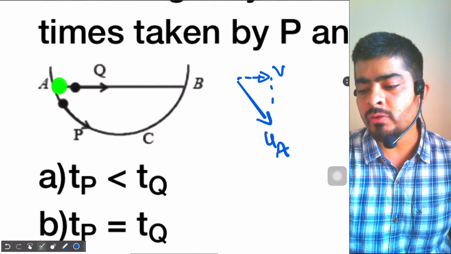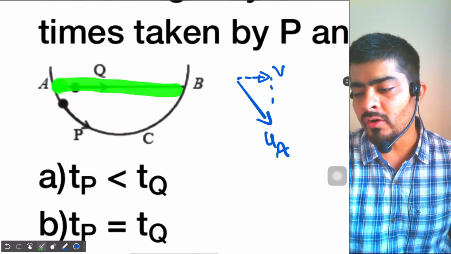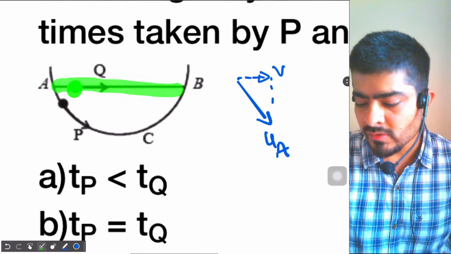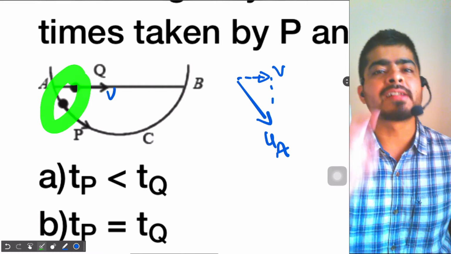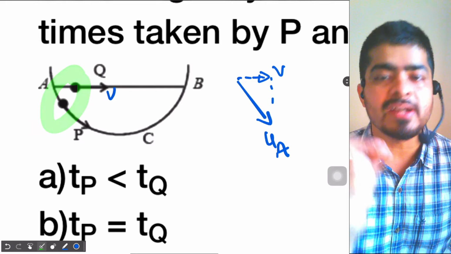Another particle Q is allowed to slide along the horizontal string AB. It is also given the same velocity v. So basically both the particles have the same initial velocity along the x-axis.